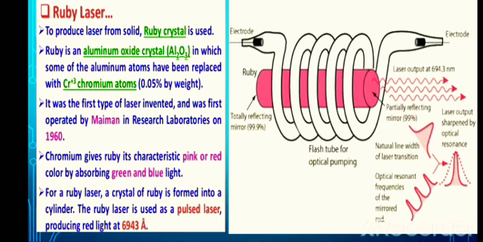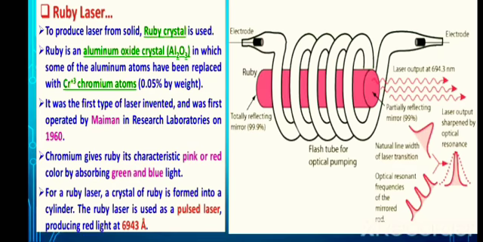Ruby is an aluminium oxide crystal, Al2O3, in which some of the aluminium atoms have been replaced with chromium 3+ ions, possessing 0.05% by weight. It was the first type of laser invented and was first operated by Maiman in research laboratories in 1960. Chromium gives ruby its characteristic pink or red color by absorbing green and blue light.